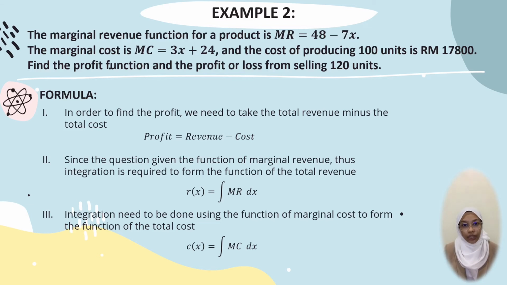So, to find it, we use this formula. The first one is we need to take the total revenue minus the total cost. Second, since the question gives the function of marginal revenue, integration is required to form the function of the total revenue. So, the formula is like this. The last one is we need to use the function of marginal cost to form the function of the total cost, like this.